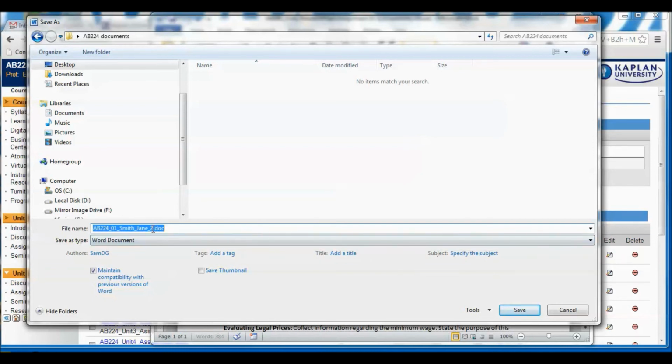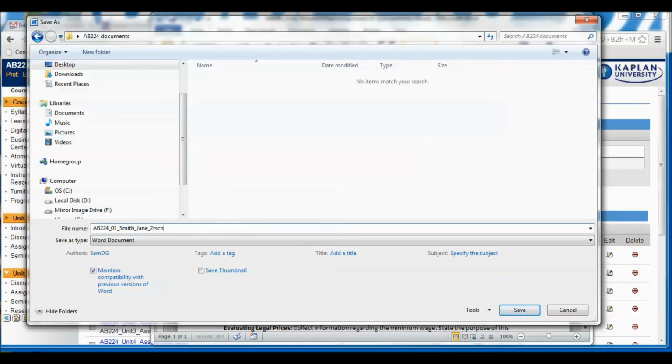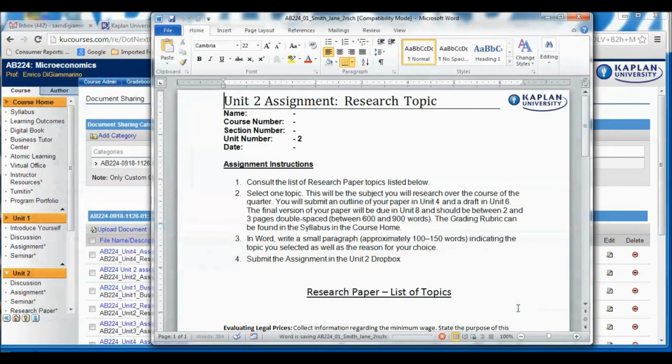The only thing we're going to change is back here at the end. We're going to erase this, and we're going to make it research, RSCH, and then save that. And notice it's got the name up here again. You would fill in the information up here.